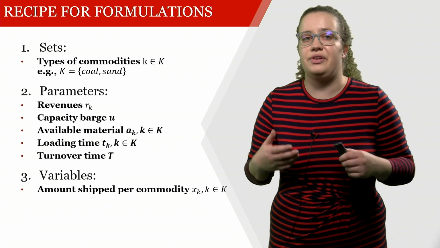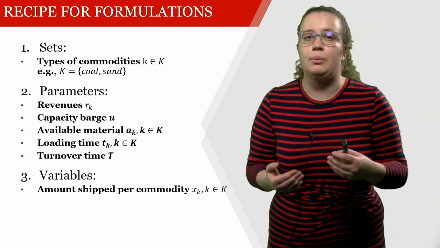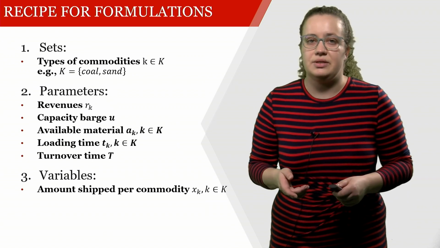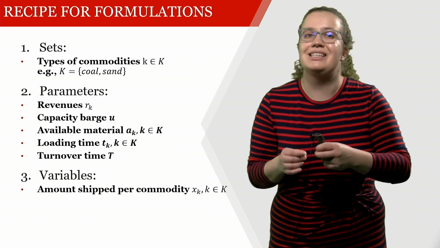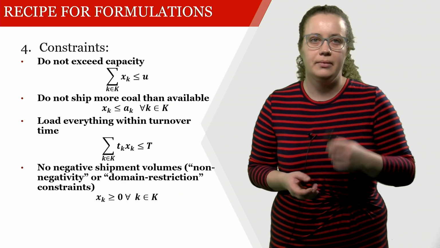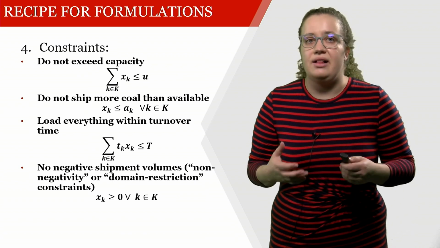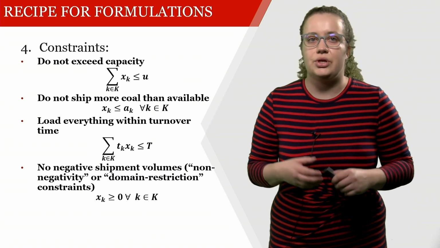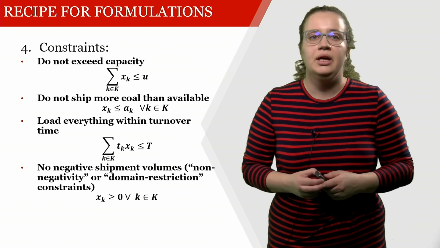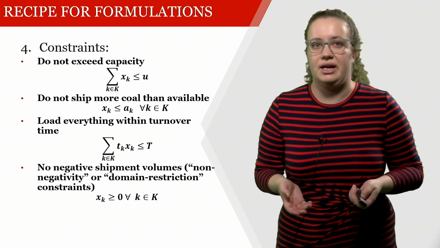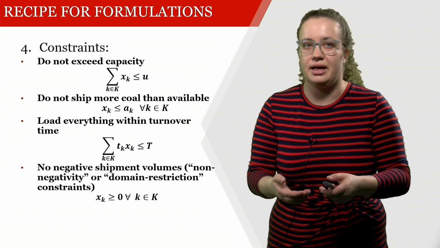Then we have our variables. In this case, the variable is the amount shipped per commodity. This is our actual decision. So here, x_k can take different values. Then we have constraints. We shall not exceed the capacity, so the sum of all x_k must be less than or equal to U. We do not ship more coal than actually is available, so x_k is less than or equal to A_k for all k in K.